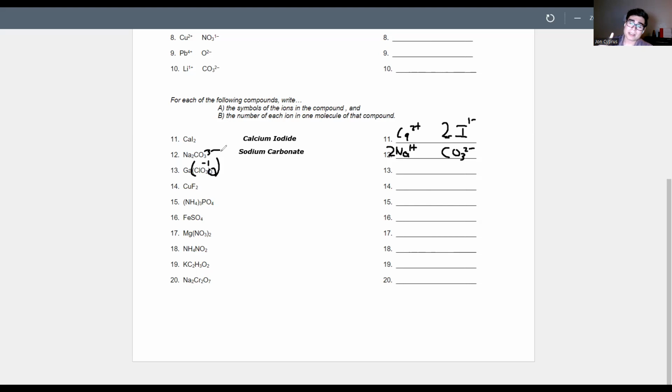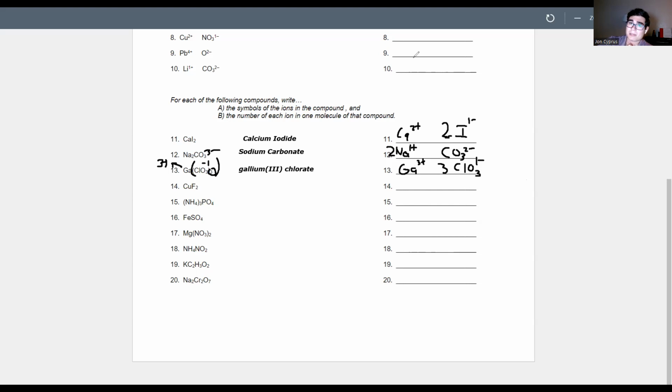And gallium, I only have 1 of, has to match that, right? So this is going to be a gallium with a +3, right? 3+. So we're going to say that this is gallium 3 chlorate. And that's it for the name. Gallium is a 3+. As we said, there's 1. And then we have 3 chlorates at a 1- charge.